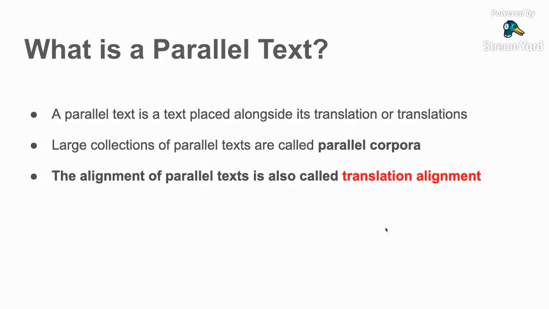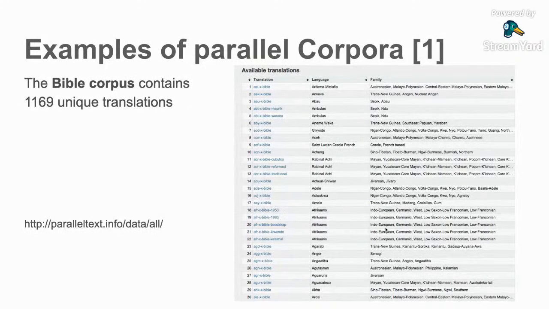We generally use translation alignment or cross-language alignment with parallel text. What is a parallel text? A parallel text is essentially a text that is placed alongside a translation or multiple translations. And generally, we talk about parallel corpora when we talk about large collections of parallel texts in multiple languages with multiple translations. And in this case, we talk specifically about translation alignment because we are in the domain of translated texts. And translated text and parallel corpora in general are all over the place.